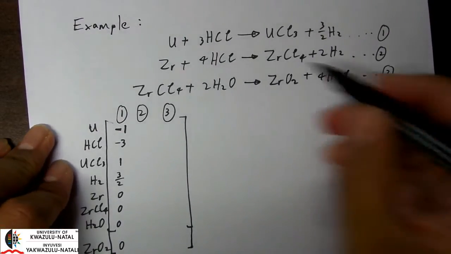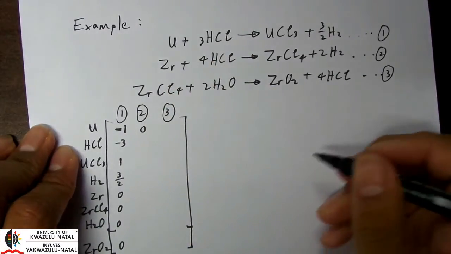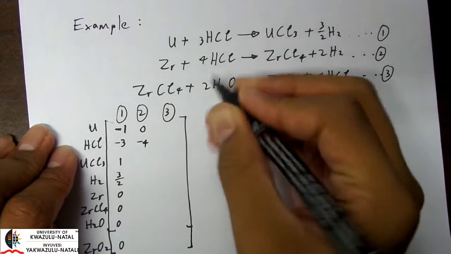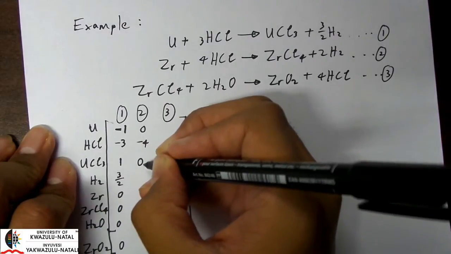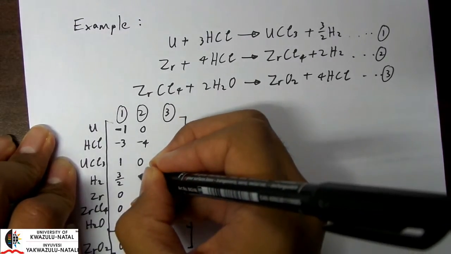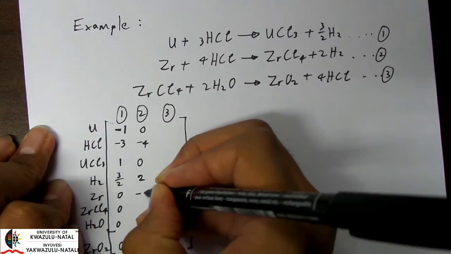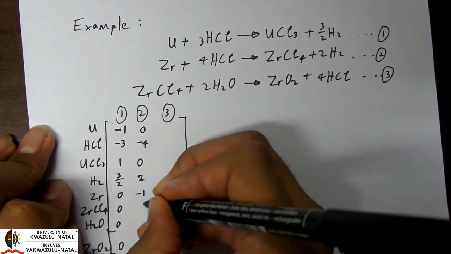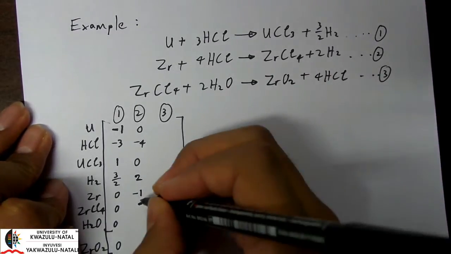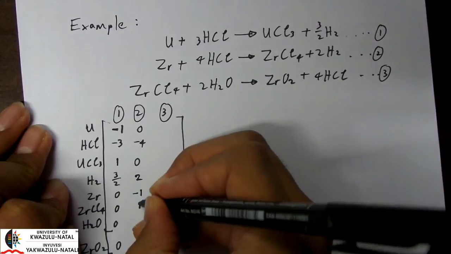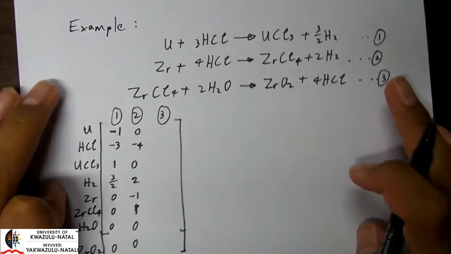Let's look at reaction 2. Okay, so there's no uranium participating. However, we have 4 HCl being used up, no UCl3. We have 2 hydrogen being produced, and our Zr, zirconium, -1. Okay, so, oh yes, also the ZrCl4, that's a product, so that's a 1 as well. Okay, and no water and ZrO2 reacting in reaction 2.